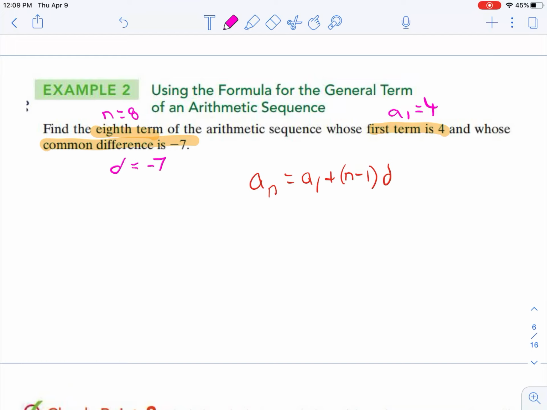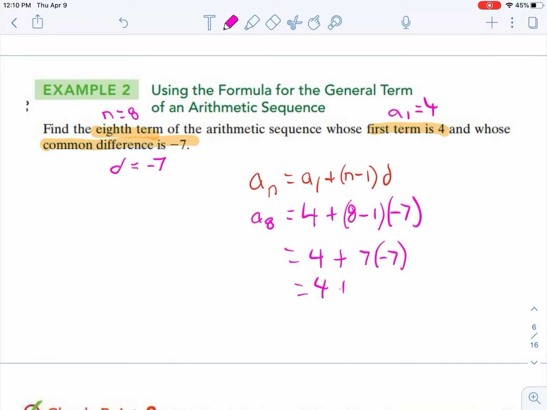Common difference is -7. So with this, we're going to have a sub 8 is equal to a sub 1 plus n minus 1 times d. That n is an 8. Our first term is going to be 4. And then our common difference is going to be -7. Okay, so we're just going to walk on through this, and then we can find our actual value. We're going to have 4 plus 7 times -7, 4 plus -49, and then we're going to be left with -45. And that'll be your answer.